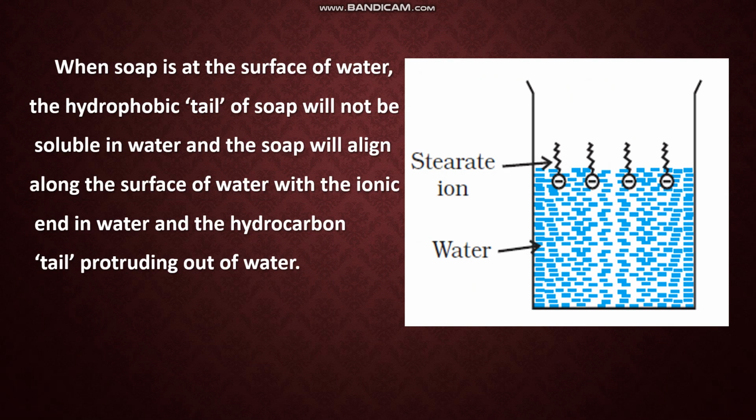So when soap is at the surface of water, what is happening? The hydrophobic tail of soap will not be soluble in water, as we have seen now. So this hydrophobic part will be protruding out of water, and the hydrophilic or ionic end is in the water. The soap will align along the surface of water with the ionic end in water. You can see here the ionic end in water and the hydrocarbon tail protruding out of water.